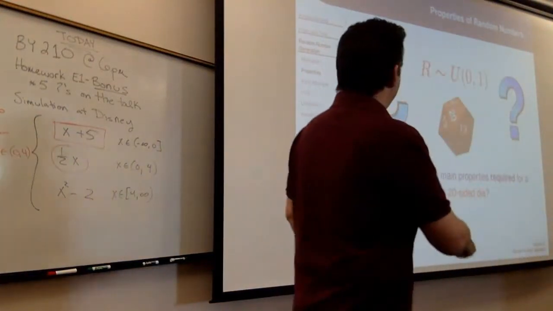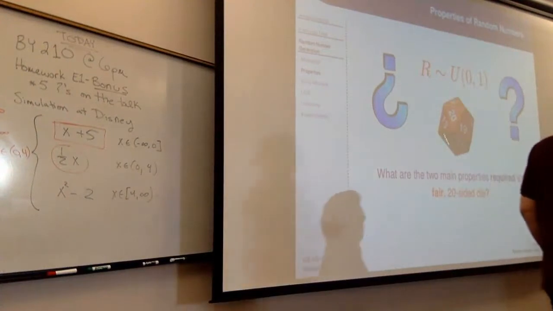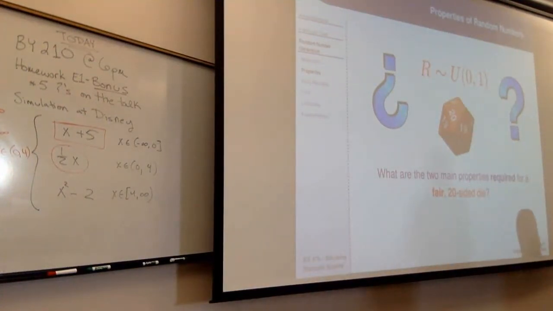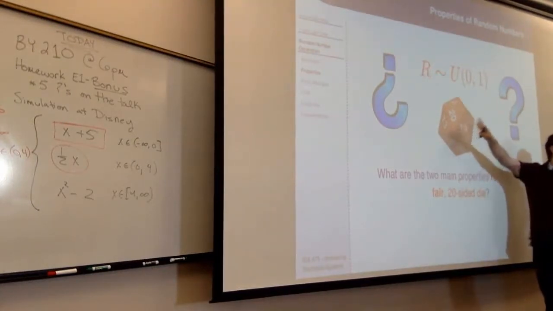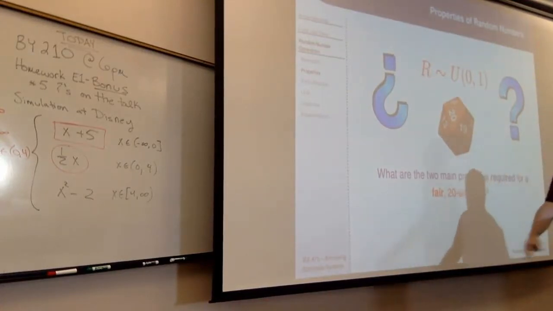So I'll pitch this out to you. Let's say I had a 20-sided die like this one, and I wanted to judge whether it was fair. What are some of the properties that you think I would want of this 20-sided die? Take 30 seconds and talk to your neighbor. How do I tell a good 20-sided die from a bad 20-sided die?